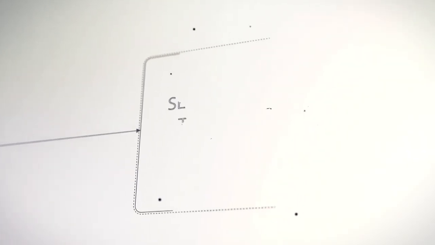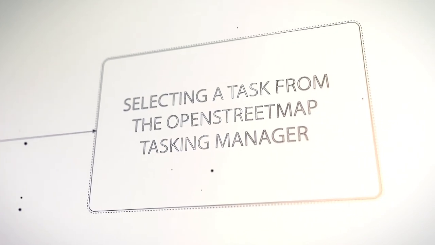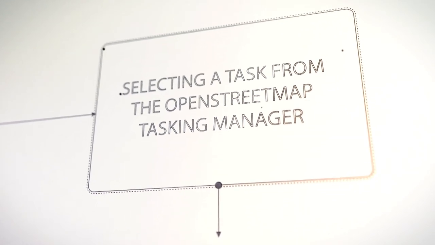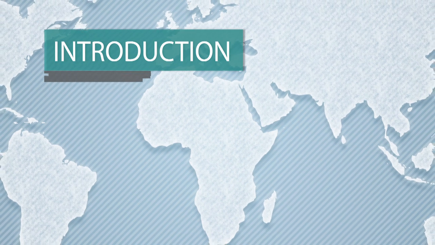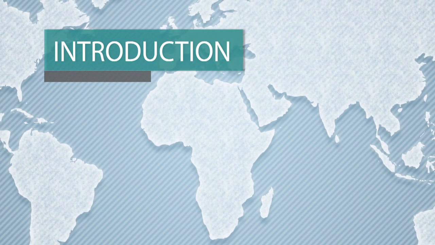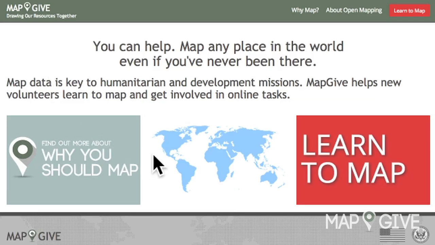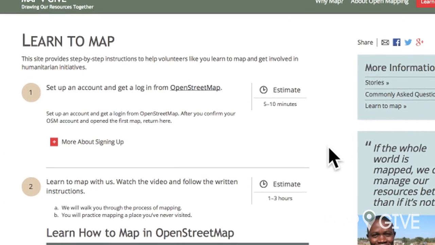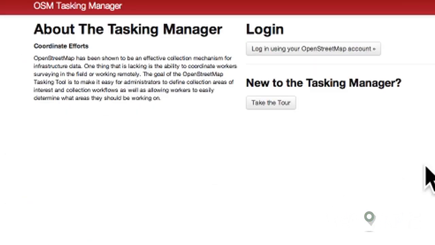Selecting a task from the OpenStreetMap Tasking Manager. Introduction. In this video tutorial, we'll show you how to select a task from the mapgive Learn to Map page and work with the OpenStreetMap Tasking Manager so you can start mapping to make a difference.